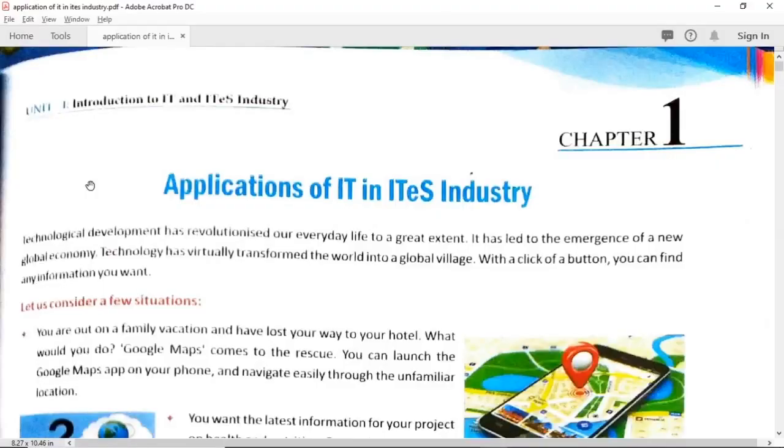So in today's lecture, I'm going to start a new chapter on application of IT in ITeS industry. It is a 3-class based lecture series. So in today's lecture, I'm going to give you basic introduction about IT, ICT and ITeS.